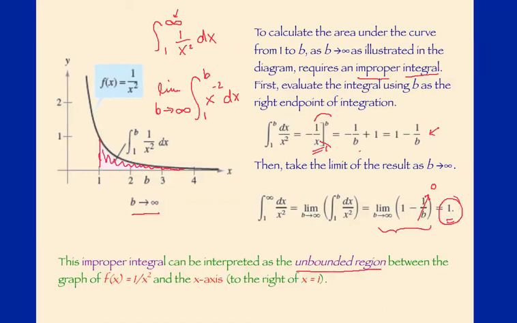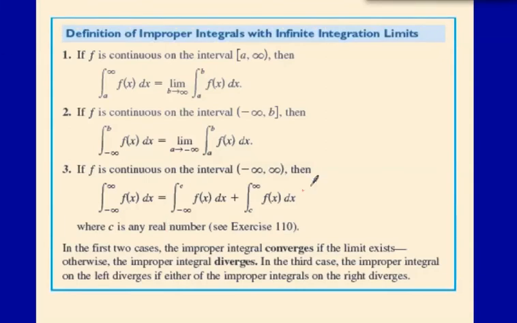This leads us to a summary of a definition of improper integrals with infinite integration limits. This is the first category. Remember, there's another category that we'll discuss later. So if f is continuous on an interval from a to infinity or from negative infinity to b, the limit will simply be, as we replace infinity or negative infinity with a letter, the limit as that letter approaches positive or negative infinity of the integral from a to b of f of x dx.